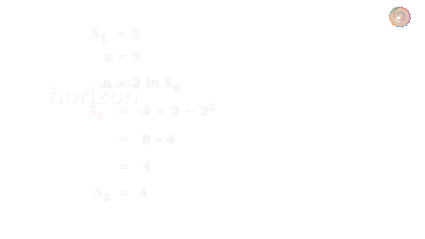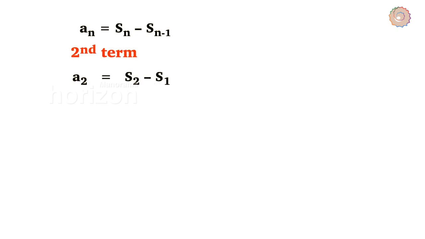Now, use this equation An is equal to Sn minus Sn minus 1, for finding the second term. A2 is equal to S2 minus S1. A2 is equal to, substituting the value, we get 4 minus 3 is equal to 1.